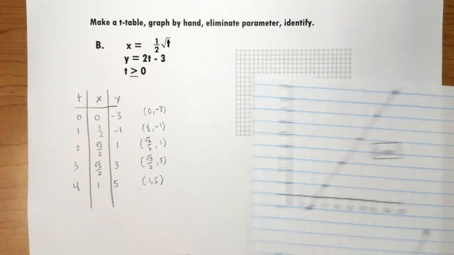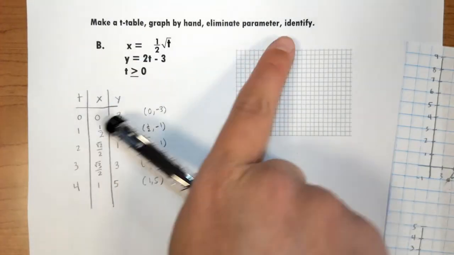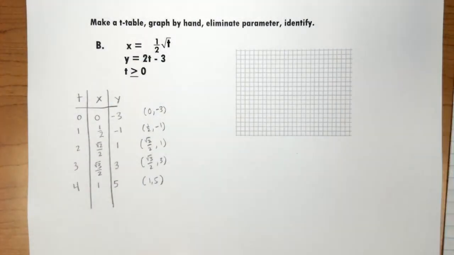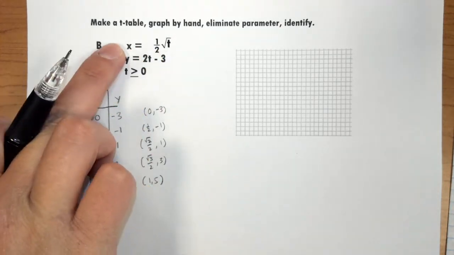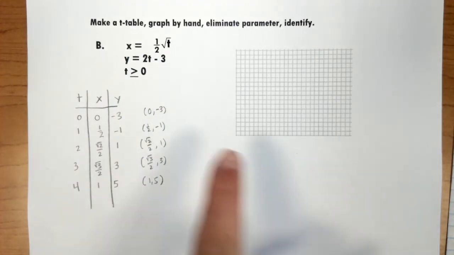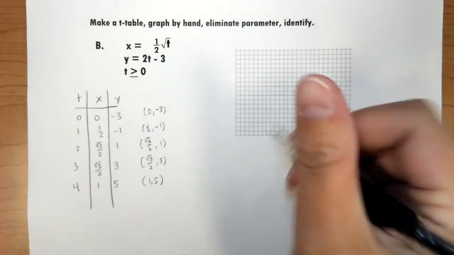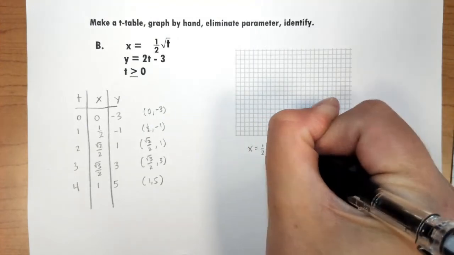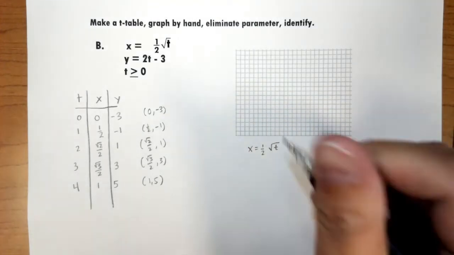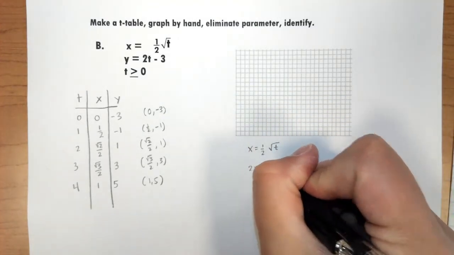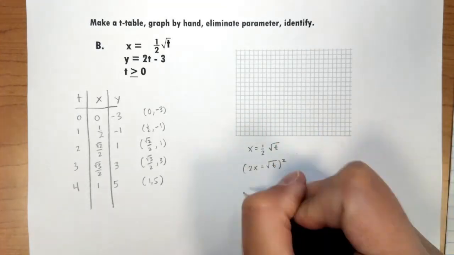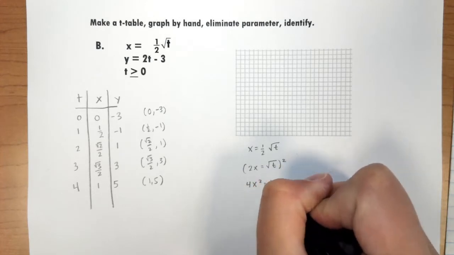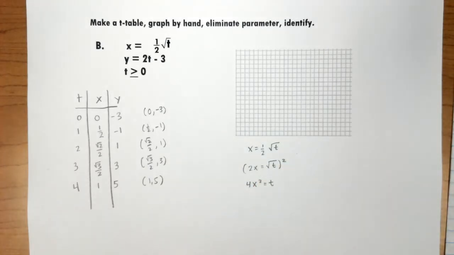Okay, last thing we need to do, we've graphed by hand, made a t-table, and identified. Let's eliminate the parameter using some algebra here. So again, different ways we can do it. I don't like this square root here, so what I'm going to do is take the first equation and solve for t, and then substitute it back into the second. So if I take this first equation and try to get t by itself, the first thing we're going to do is multiply both sides by 2, and then I will square everything. So I get this, t is equal to 4x squared.